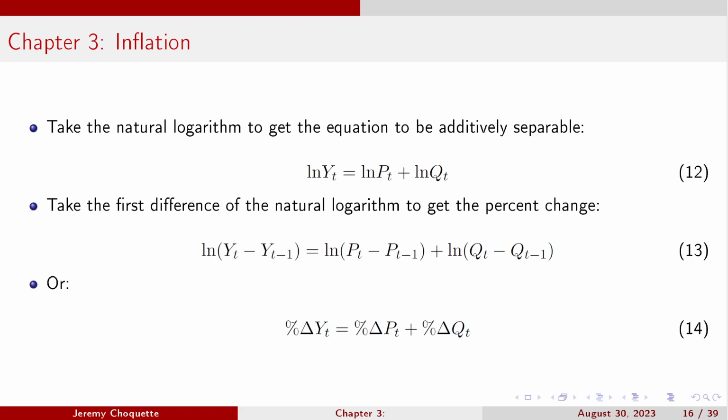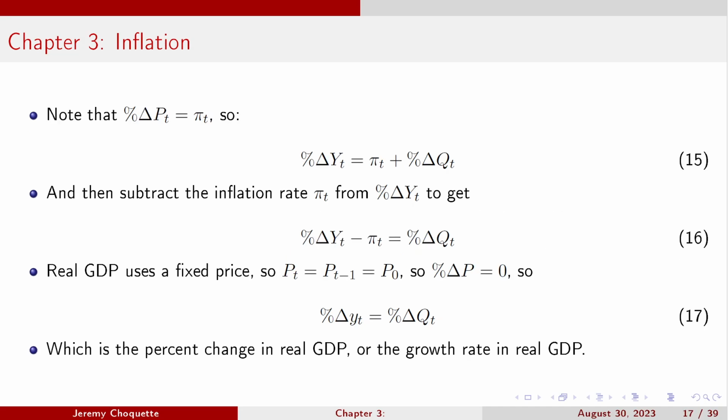Well, this is where natural logs come into play. We're going to take the natural logarithm to get the equation to be additively separable. And then I take the first difference of the natural log, which then just gives me percent changes. So the percent change in nominal GDP is equal to the percent change in prices plus the percent change in actual output. Now remember, the percent change in prices is inflation. So really, the percent change in nominal GDP is equal to the inflation rate plus the percent change in the quantity.